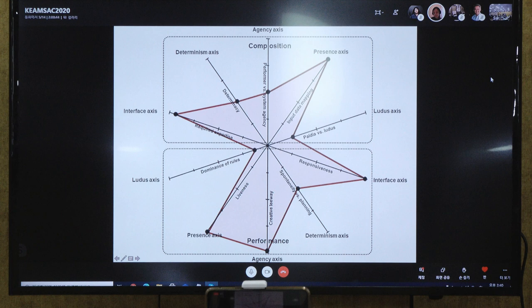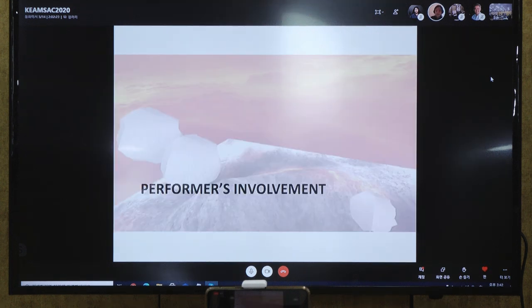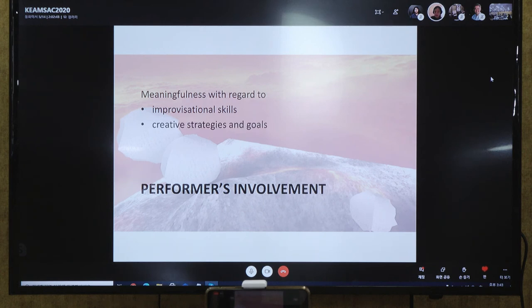The performer's involvement. We find that the performer's involvement is very much structured by meaningfulness. If you have the feeling as a performer that it is meaningful what you do, then your involvement will be really strong. So in Christoph Ressi, we find meaningfulness with regard to improvisational skills, so we can really enhance our improvisational skills and thus heighten our sense of agency. Meaningfulness with regard to creative strategies and goals. We have so many agencies musically, visually, and strategically that we have the feeling we can really influence the work.